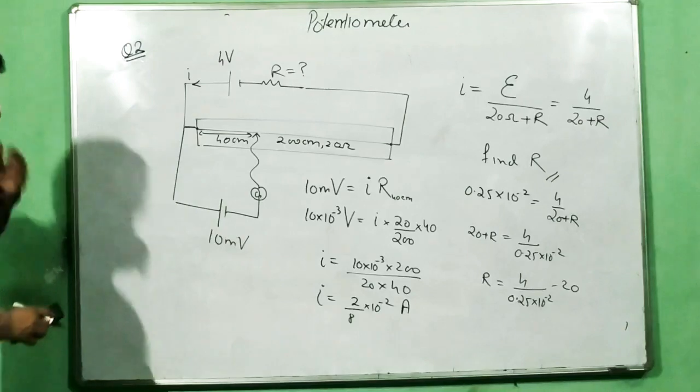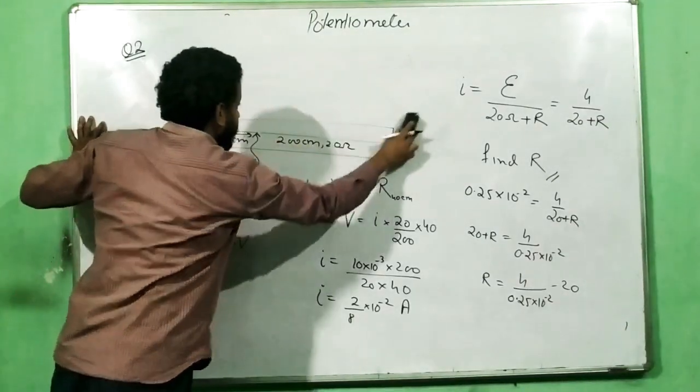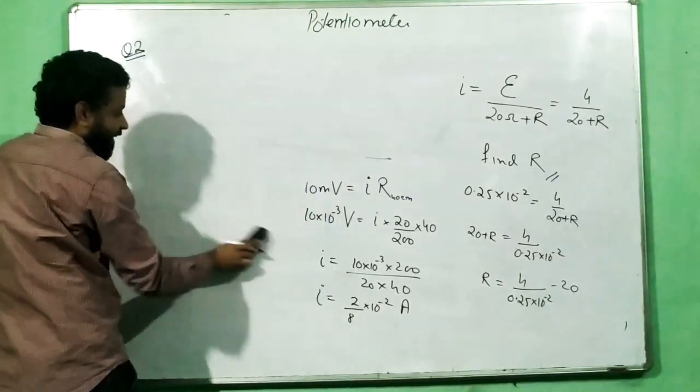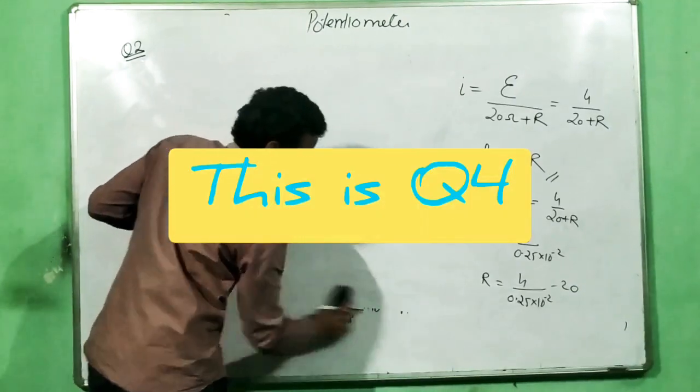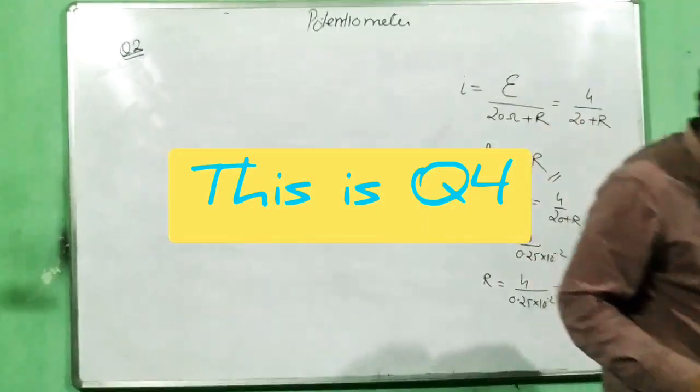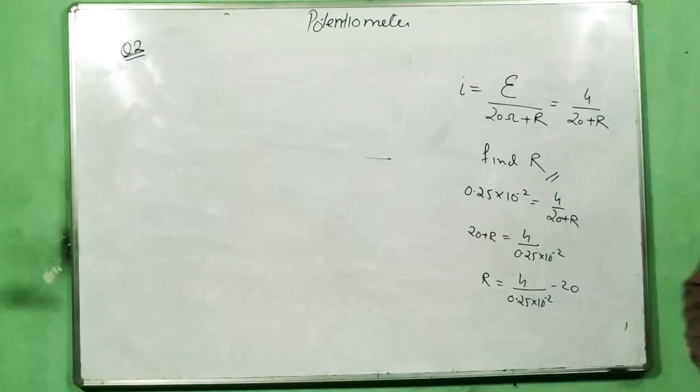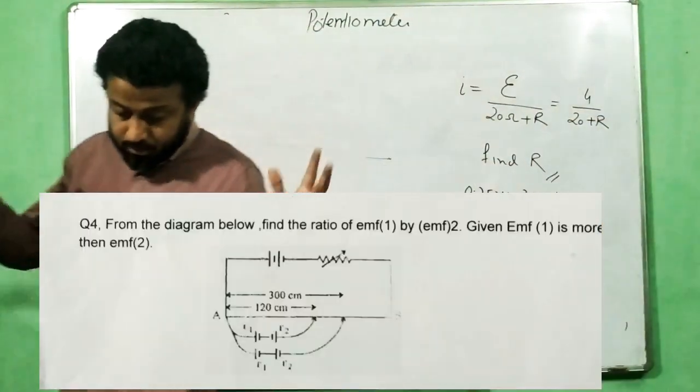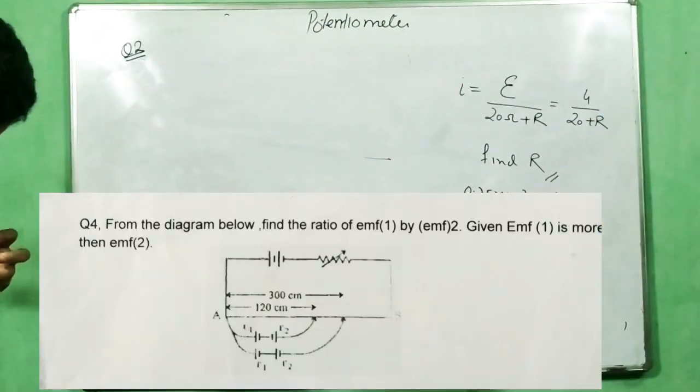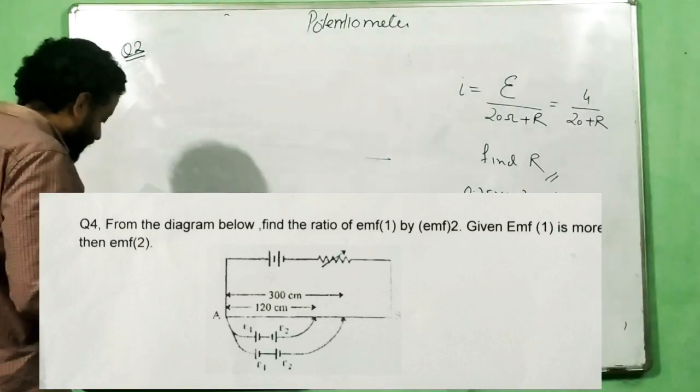Last question. The last question is more like a trick. There is nothing very complicated over here. There is no complication. If you know the trick, it becomes very easy.